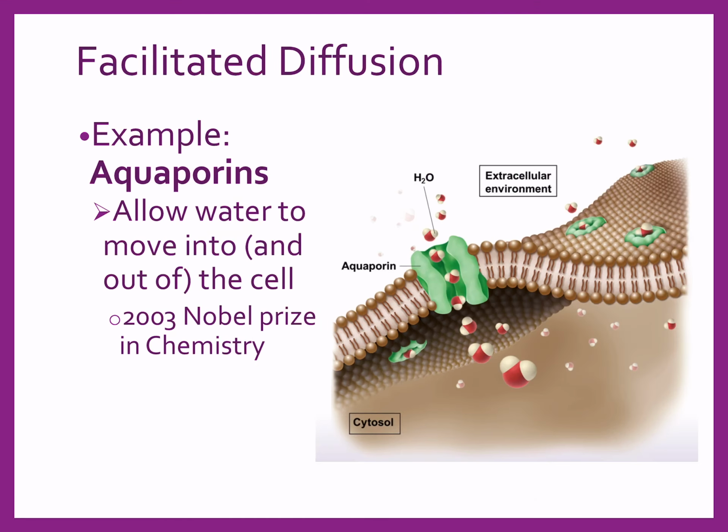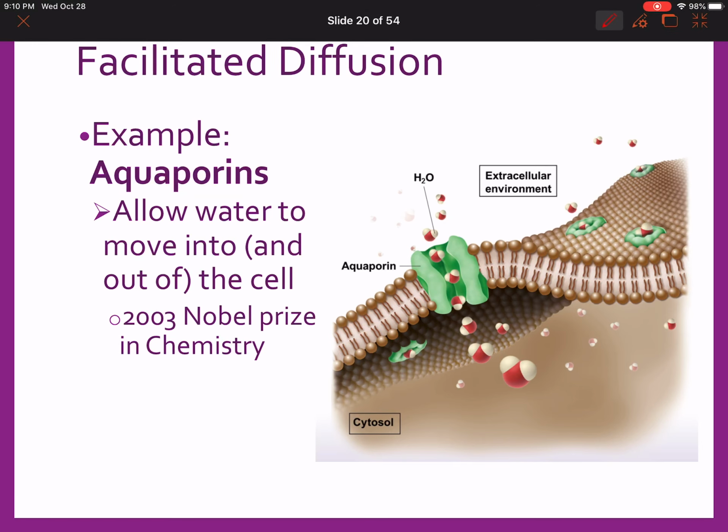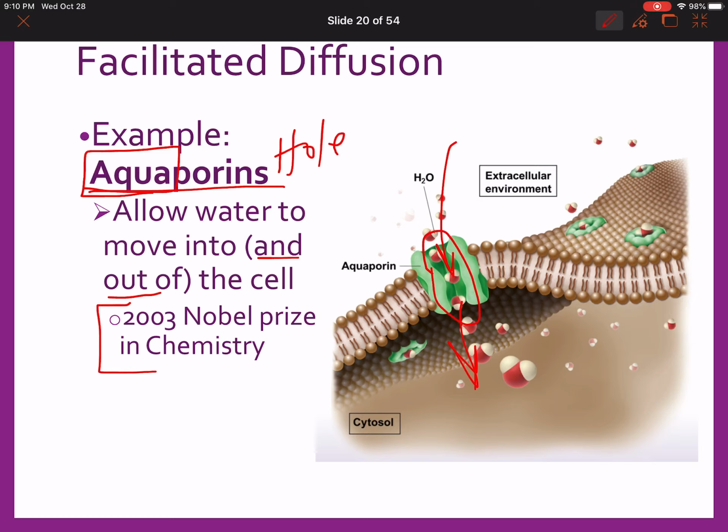All right, so facilitated diffusion, a great example is aquaporins. Aqua means water. Pore means hole. It's a water hole, literally. It is a hole, and the water goes through the hole, and that is the easier way, because water's small, but it is polar. That is an easy way to get water into the cell and out of the cell. It can go both ways. The discovery of aquaporins won a Nobel Prize almost 20 years ago. Jeez, time flies.